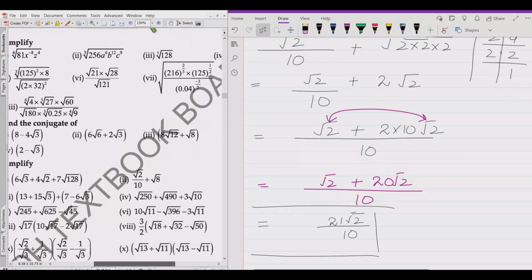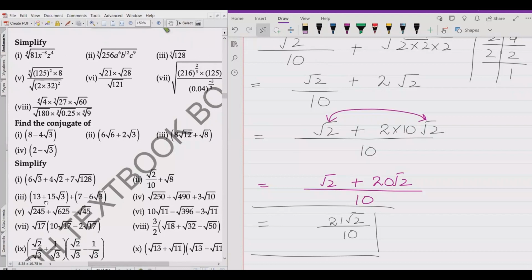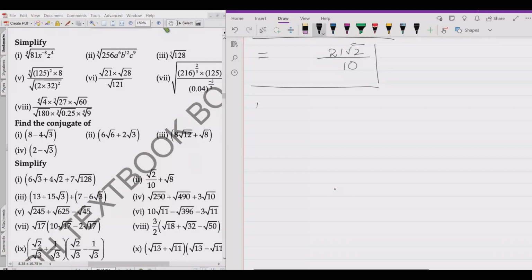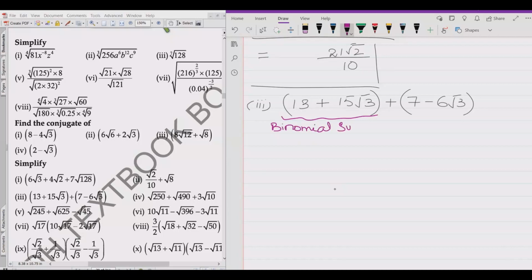Now we can take another example. I think we can solve the third one, and after that the fourth one. So we can solve question number 3. This is an example of 13 plus 15 root 3, plus 7 minus 6 root 3, right? So, by the way, this is a binomial surd because both of these have two terms, so it is called a binomial surd. This is also a binomial surd, right? So now how can we simplify both of them?